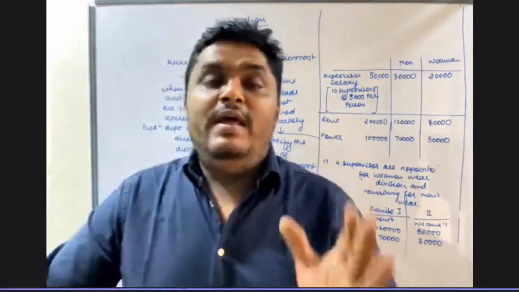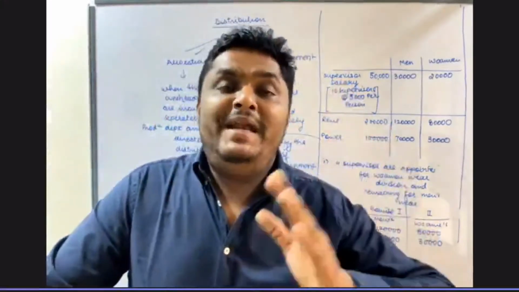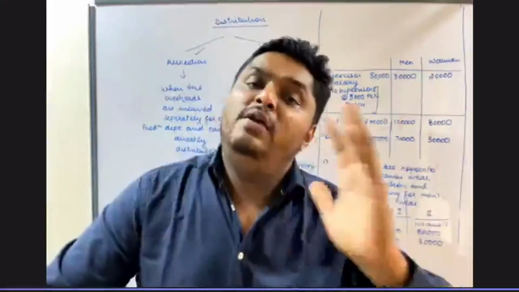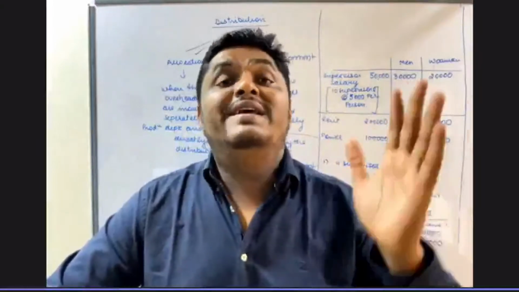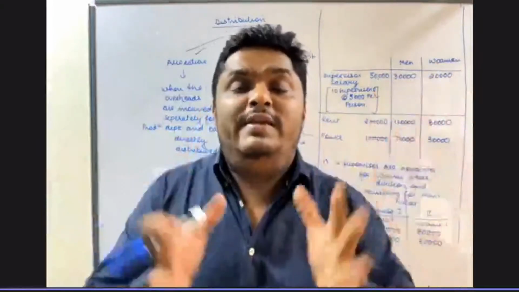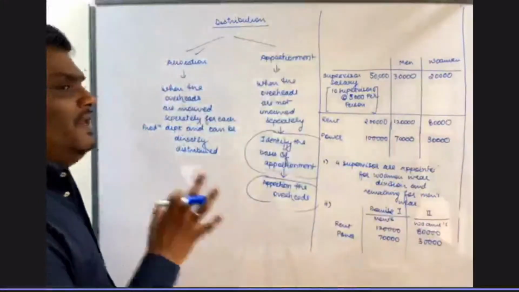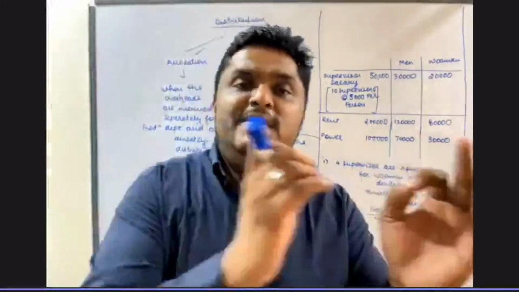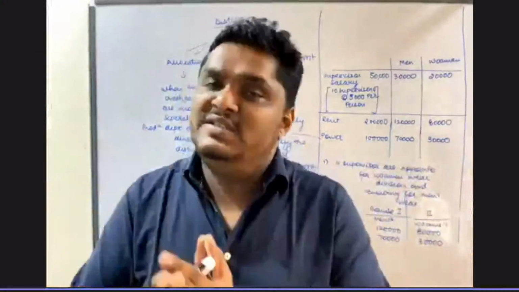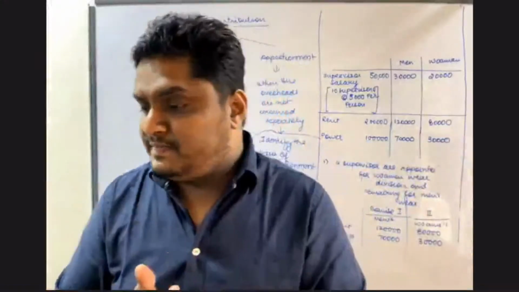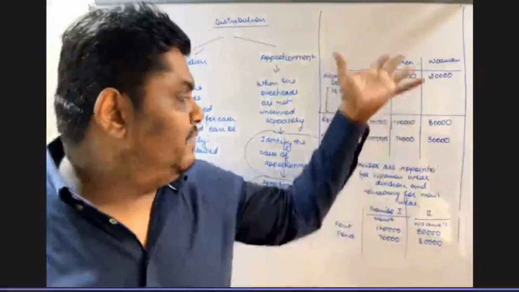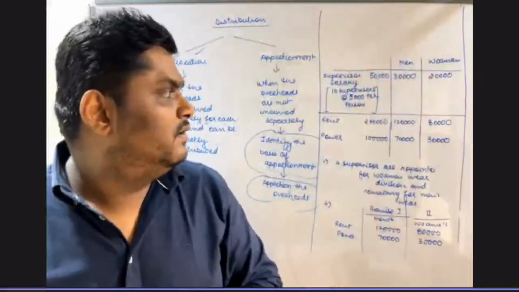Yes, when the overheads are incurred separately for every production department or every product, then we distribute the overhead and that process is known as allocation. Because in allocation, it will be clearly given in the information that this much is incurred for this department and this much is incurred for this department. I request you guys to please copy this part.